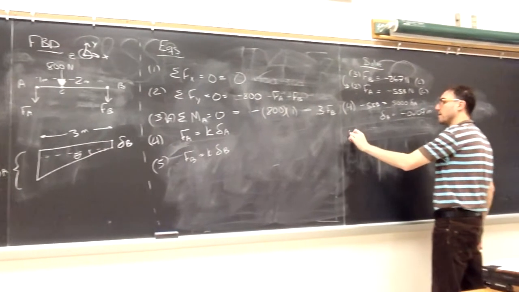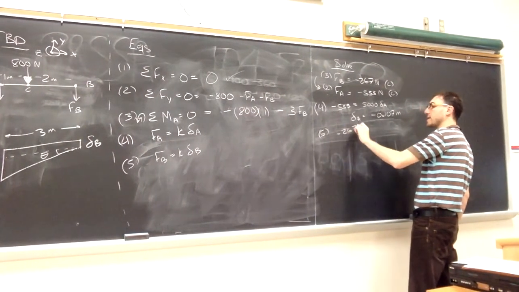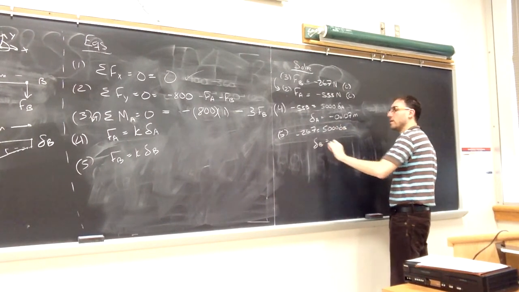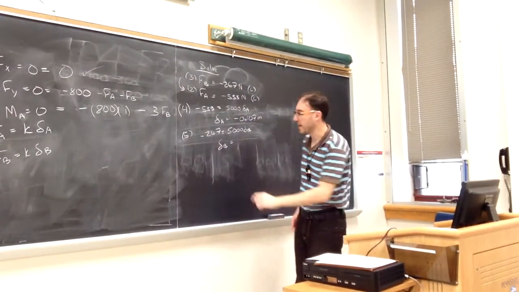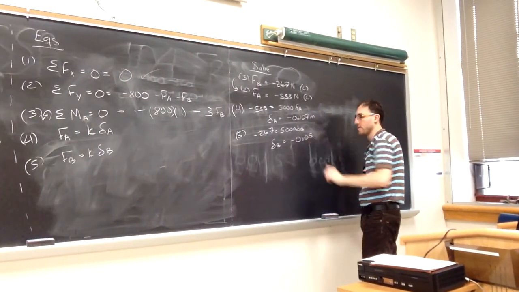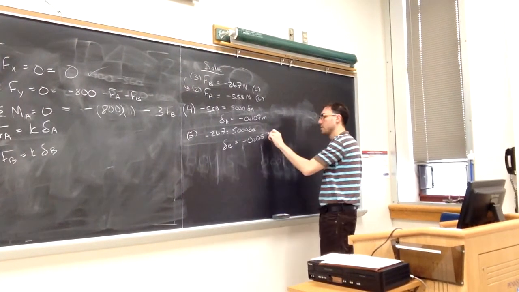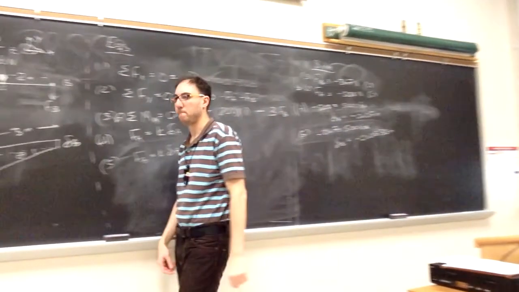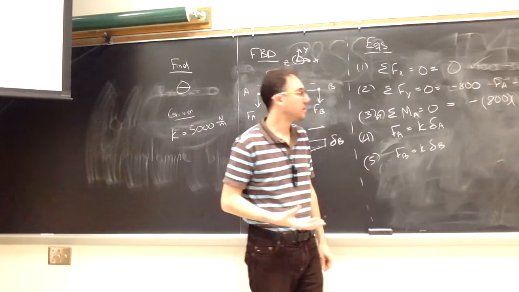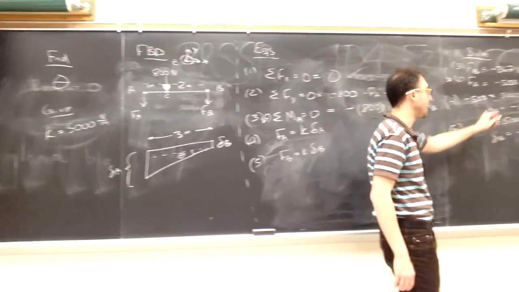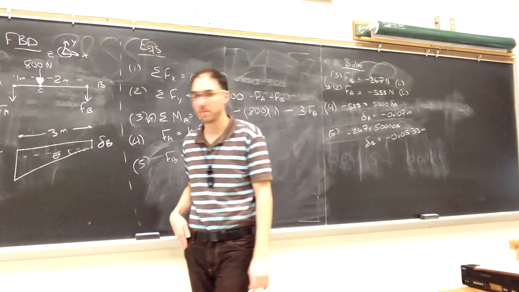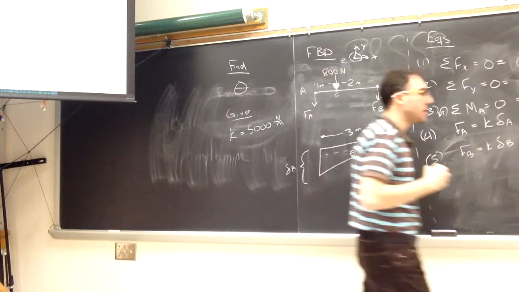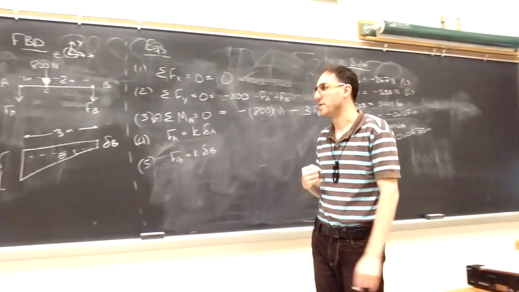So likewise in equation 5, negative 267 is 5,000 delta B. So spring B is going to contract by negative 0.0533 meters. Both are in compression. Both of the springs get smaller. That's why their delta values are negative in this case. Again, ultimately, what do I need to find? I need to find theta. How can I use this diagram to find the value of theta?